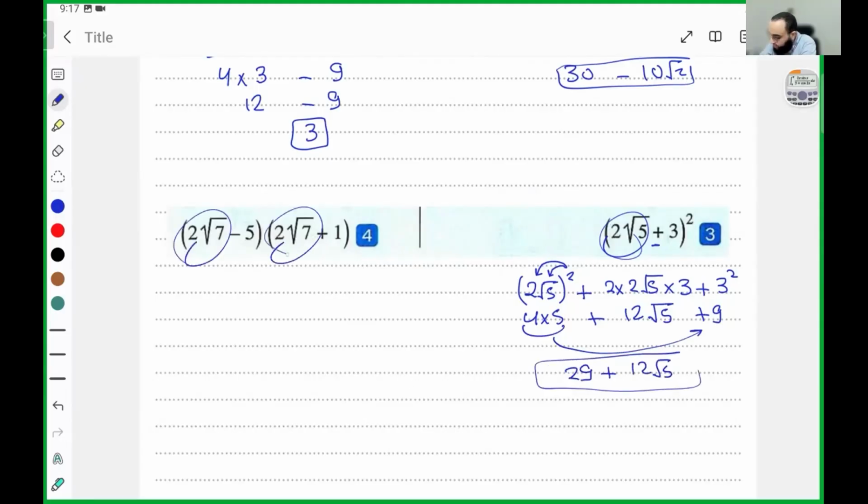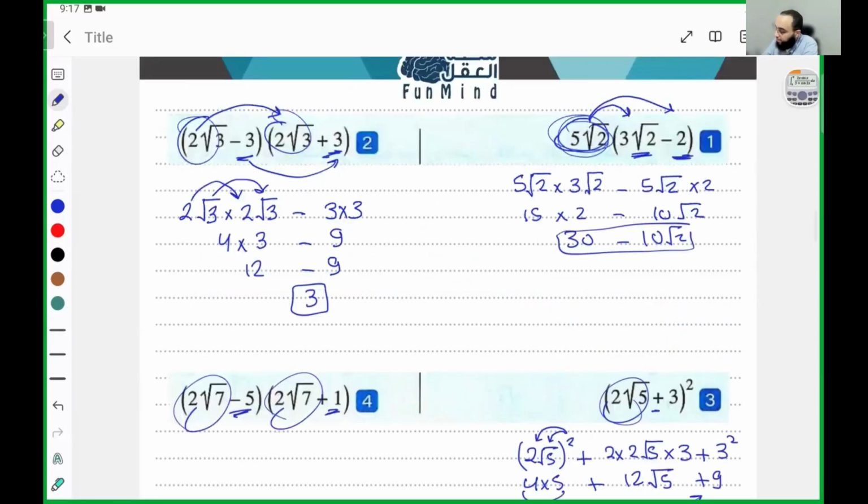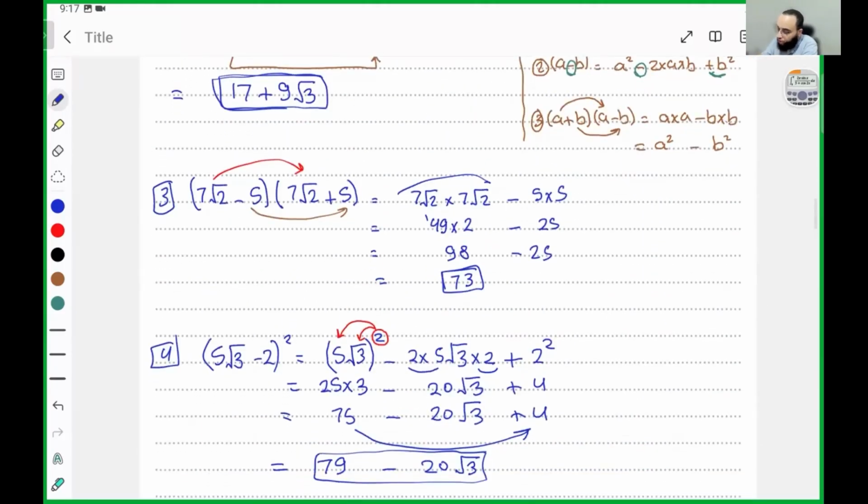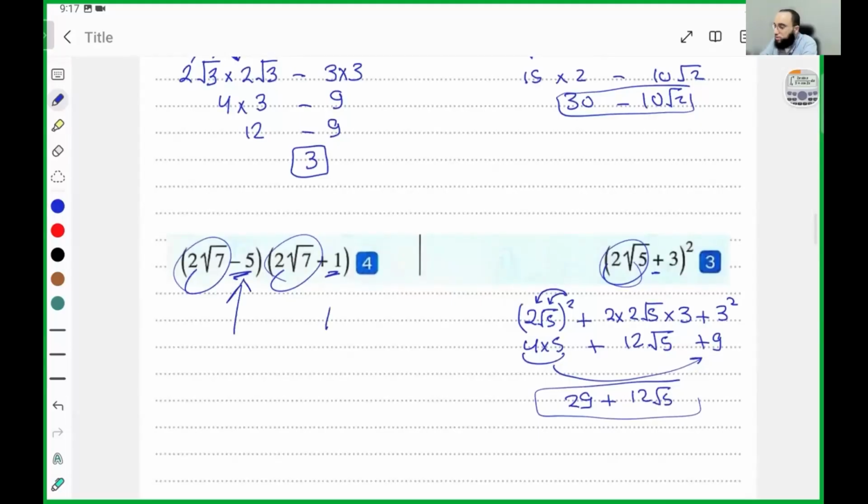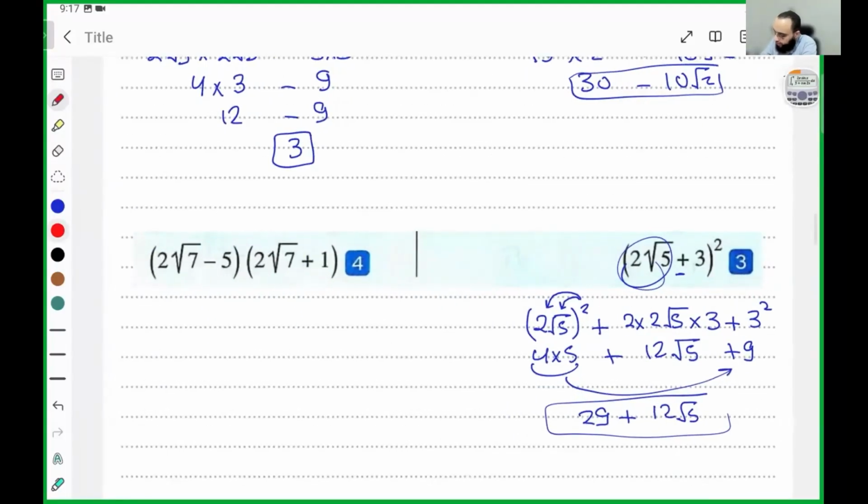The first is the first, the second is the second. No. Is that a difference between two squares, Sarah? We can apply the third rule here? No, because this is 5 and this is 1. Okay. So what is the correct way? The first times the first, first one and the second times the second.